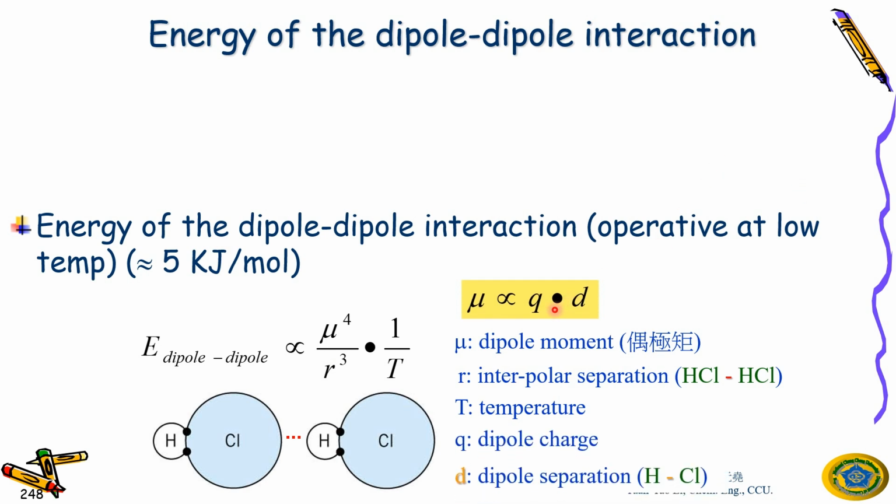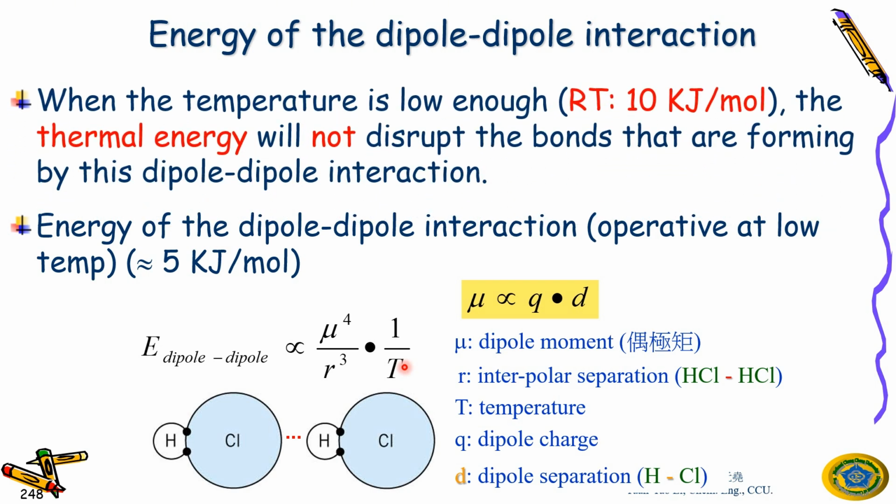Okay, so mu is what? Mu is the dipole charge times D. D is what? Dipole separation. This part is the dipole separation. If you have a larger separation, you have a stronger energy. Okay? If D is large, it means that the separation of the dipole is large, and energy will be large. Okay? You don't need to remember this equation, but you need to know the concepts, especially this distance and the temperature.